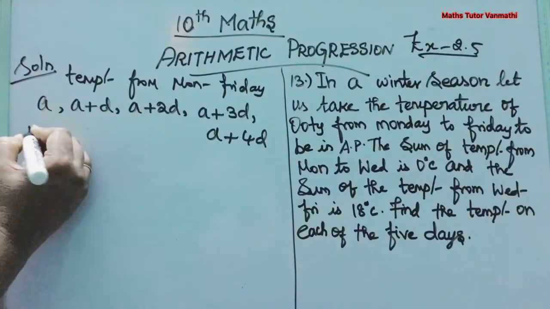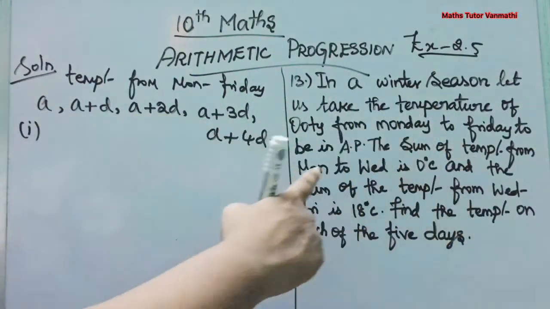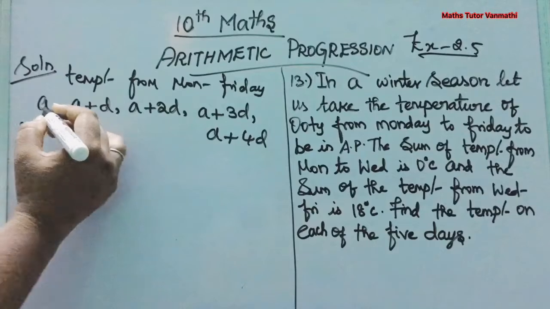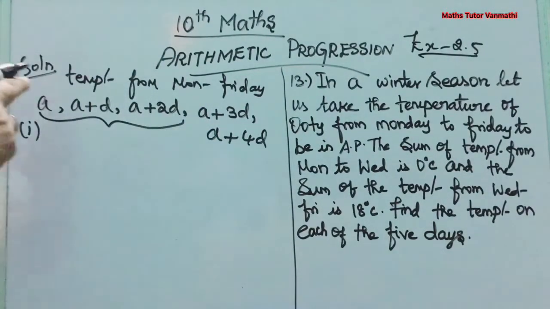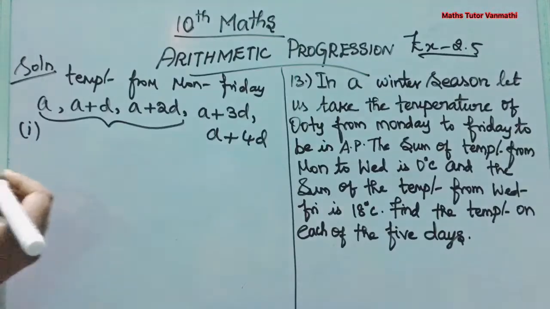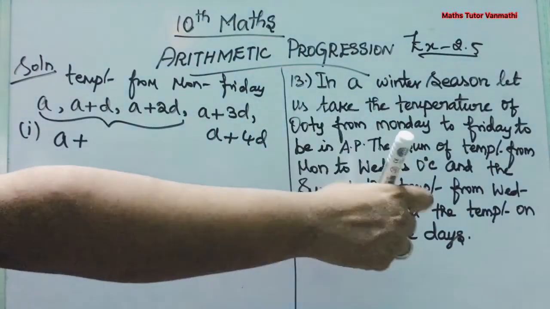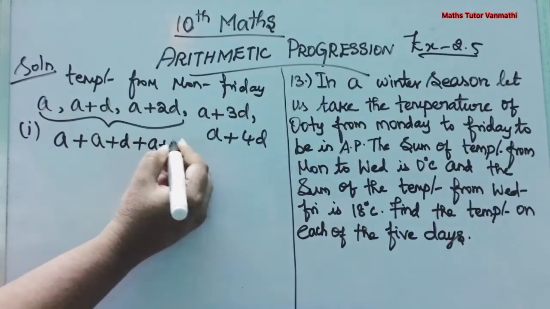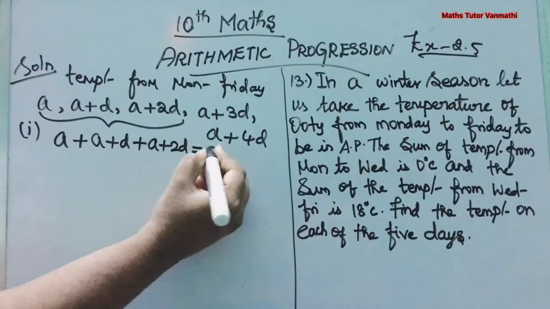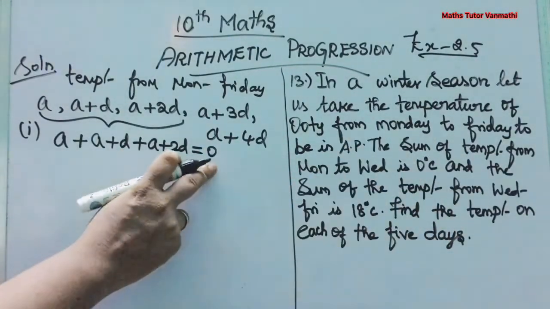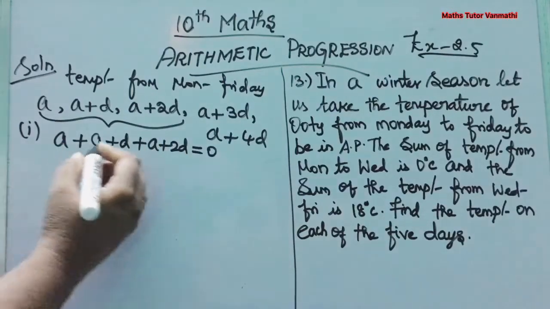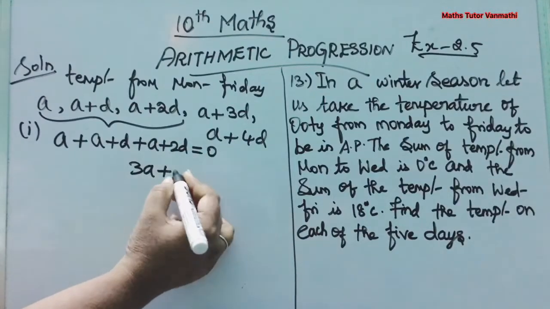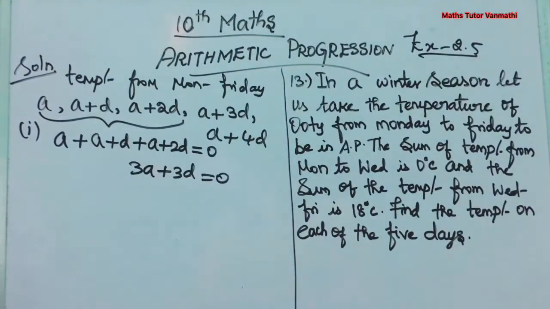First, what we are going to find is the sum of the temperature from Monday to Wednesday, which is 0 degrees Celsius. First we are going to take these three values, that is Monday, Tuesday and Wednesday. Monday is A. They have given us the sum, and sum means adding all of this: A plus A plus D plus A plus 2D. The sum of 3 days is 0 degrees Celsius, so we are writing 0. On adding this, what will you get? A plus A plus A, 3A. D plus 2D, you will get 3D. So 3A plus 3D equal to 0.